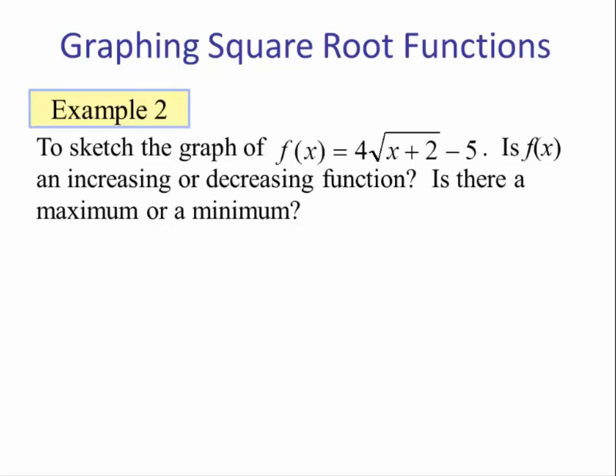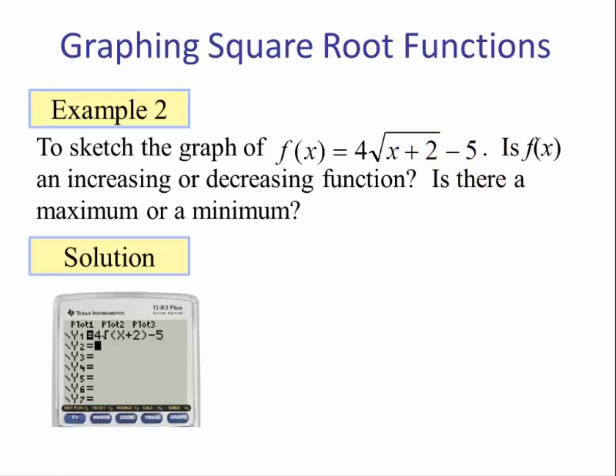Example 2. Sketch the graph of f of x equals 4 times the square root of the quantity x plus 2, and then we minus 5. Is f of x an increasing or decreasing function? Is there a maximum or a minimum? Well, because a is 4 and it's a positive number, this is an increasing function. And because it's increasing, it will have a minimum value. The minimum point would be h, k, which would be -2, -5.